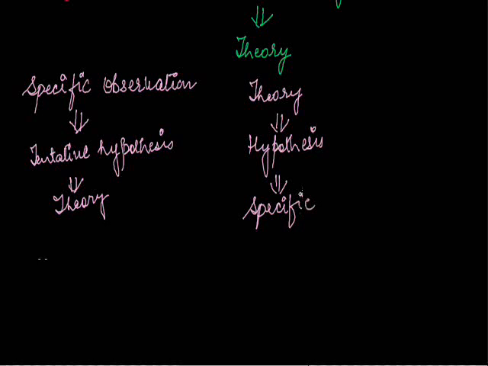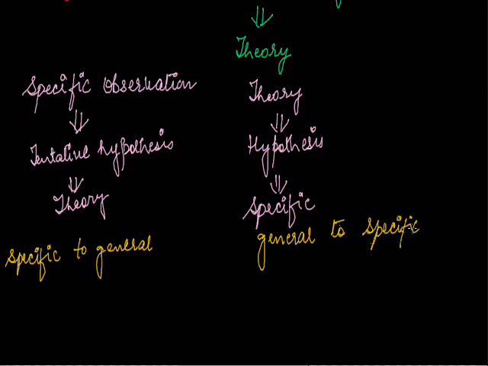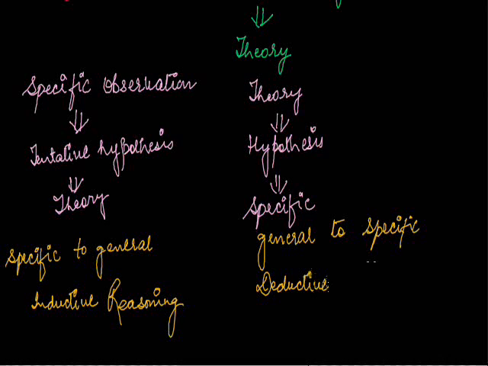So here we are going from specific to general, and here we are going from general to specific. When we go from specific to general, that is known as inductive reasoning. Whereas when we go from general to specific, that is known as deductive reasoning. Now we will study these two types of reasoning in detail. So let's start with deductive reasoning.